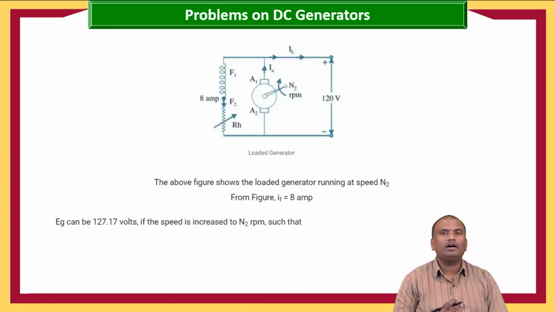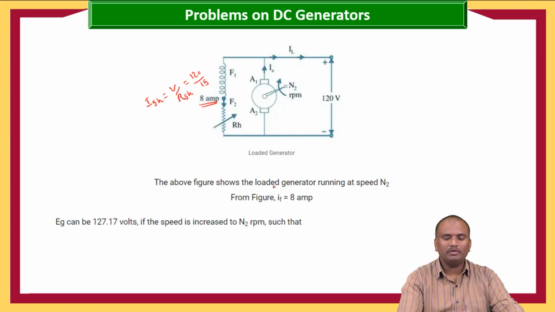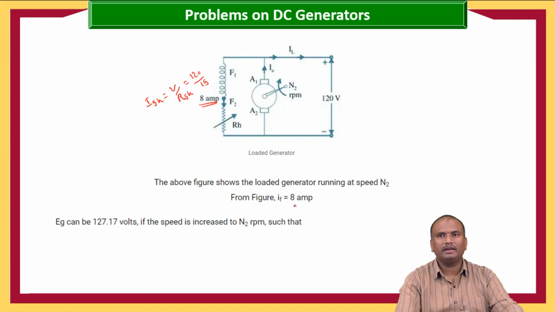Now when the machine is on load, the output voltage is 120 volts. When it is 120 volts, the field current is 8 amperes. That is ISH is equal to V by RSH, that is 120 by 15, which is equal to 8 amperes. Here the above figure shows the load generator running at a speed of N2, and from this figure the field current is equal to 8 amperes.